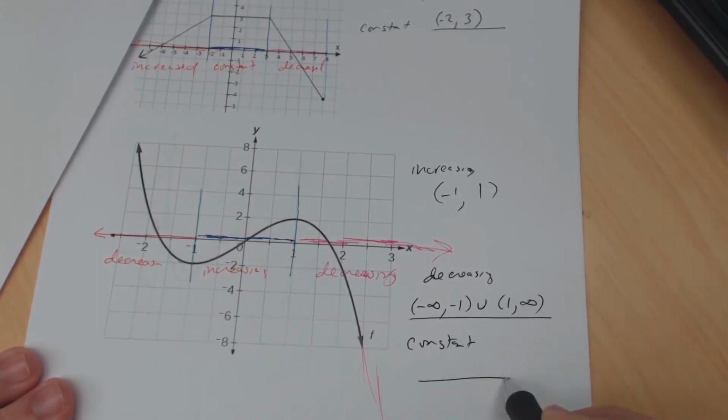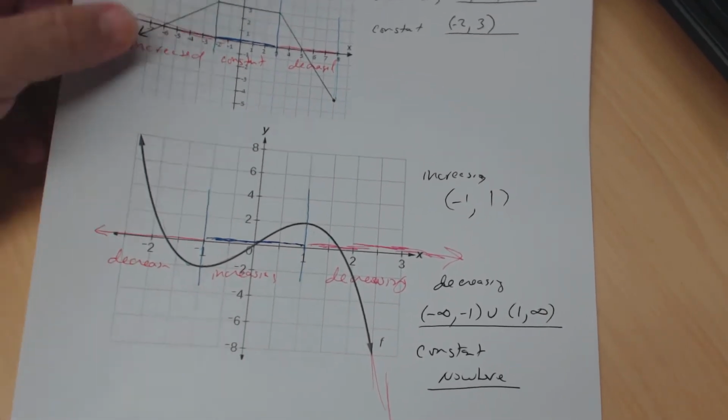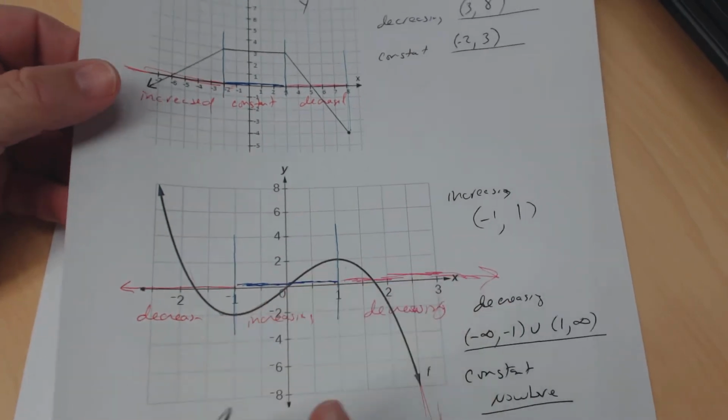Notice my function wasn't constant anywhere, so you say nowhere. Nowhere. All right? Okay, let's look at that. Now again, it helps if you color code this thing. It does help.